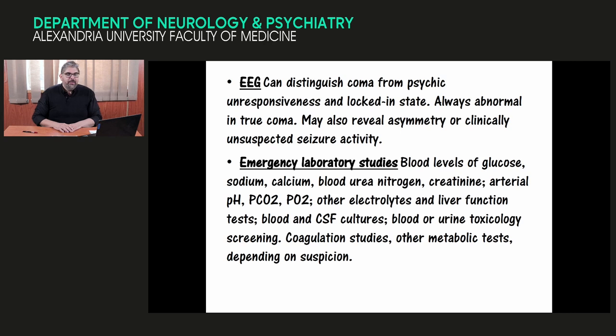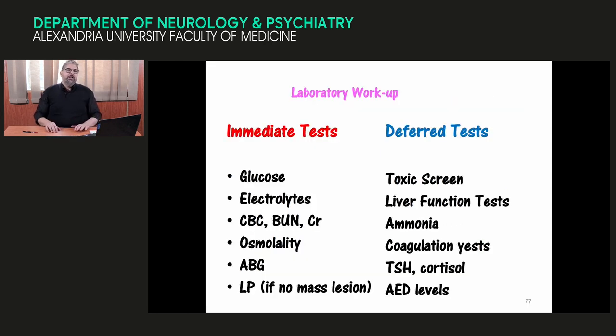And of course, the most important and most rapid one is the emergency lab. There are many specific tests that should be done immediately, and here this is a collective slide of the labs to be done. The immediate tests are like glucose, electrolytes, CBC, blood urea nitrogen, creatinine, osmolality, ABG of the patient, and if we are suspecting infection, we do a lumbar puncture. All these are immediate tests.